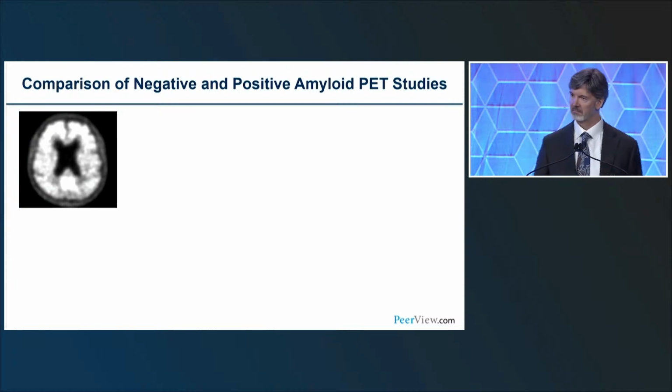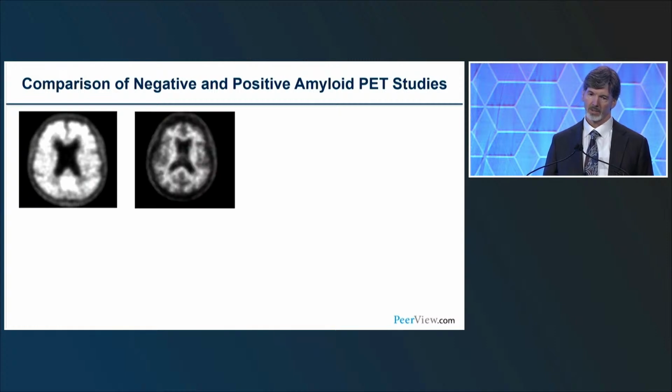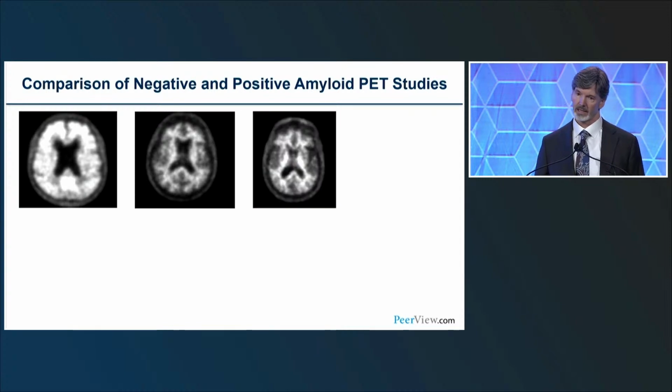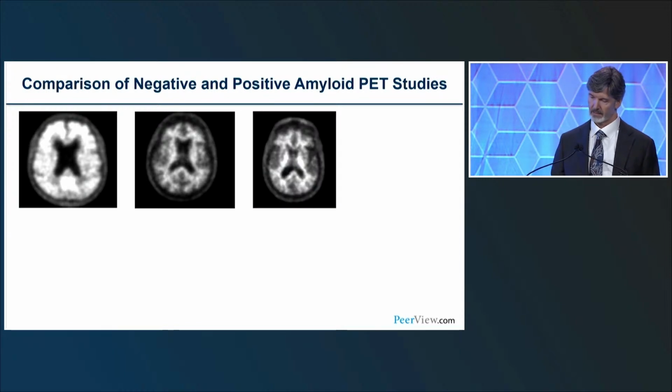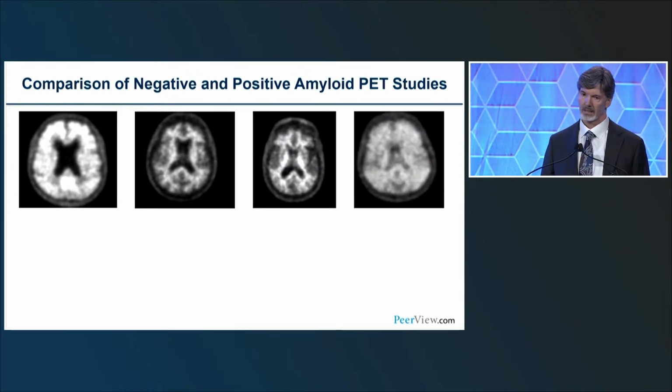This first one, positive, right? It's homogeneous uptake throughout the signal right out to the gray matter ribbon. This one's negative, right? You see the white matter pattern. This is another negative, a little bit different slice. What's this case? This is homogeneous uptake out to the gray matter ribbon. This is also a positive amyloid scan.